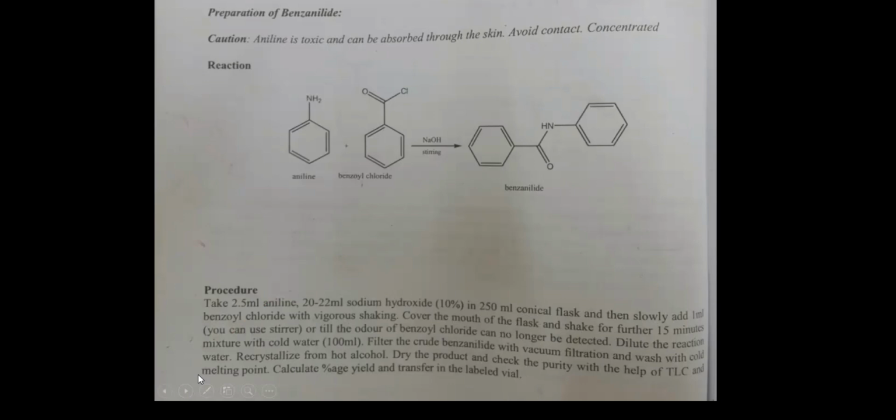And if there is need, and if you think that there is impurity from your TLC plate or from your melting point result, then you can recrystallize it using hot alcohol. And if you are not performing this step, then after the collection and drying, you have to check the purity of your compound with the help of the TLC and melting point, which we have discussed in the benzamide. And you also have to calculate the percent yield, and in the last, you can transfer your compound in the vial.